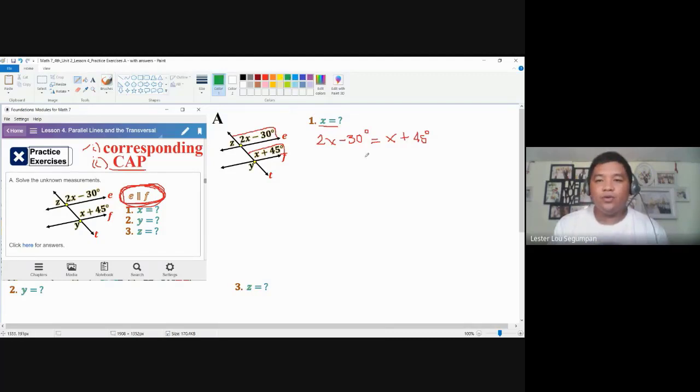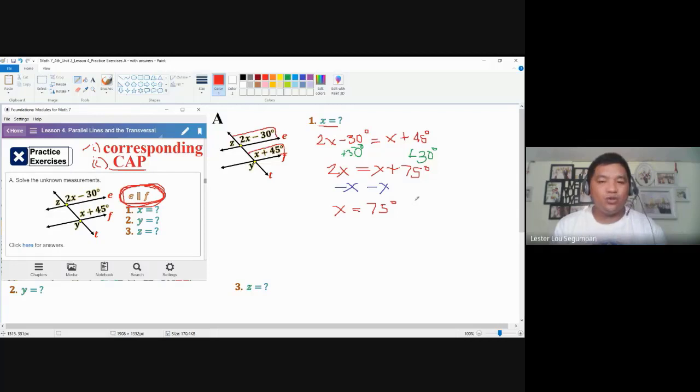So we are going to start by adding 30 to both sides, that's 30 degrees rather, right? So that would be 2x is equal to x plus 75 degrees. Okay, that's the first step. Then we subtract x from both sides. Let me use this. This is subtraction. Now we have x is equal to 75 degrees.